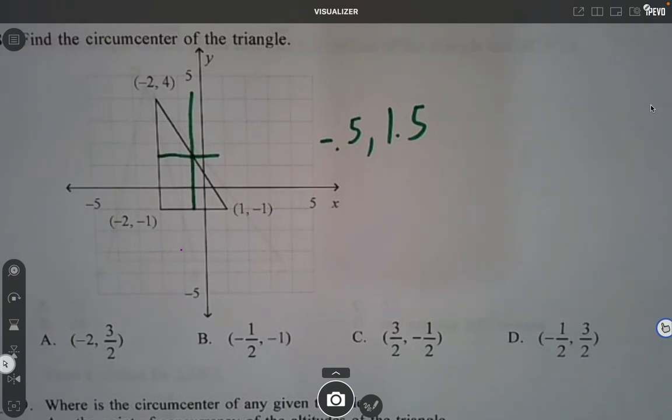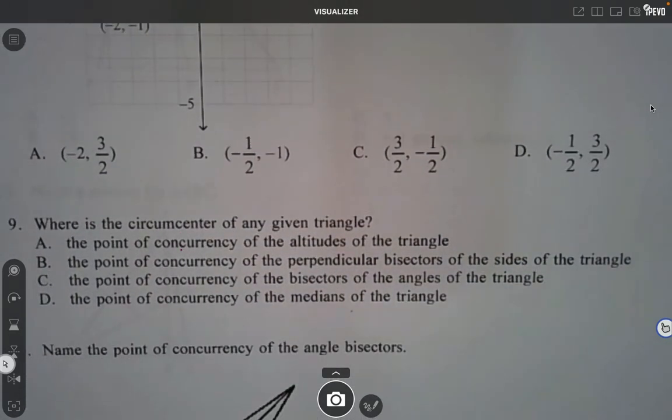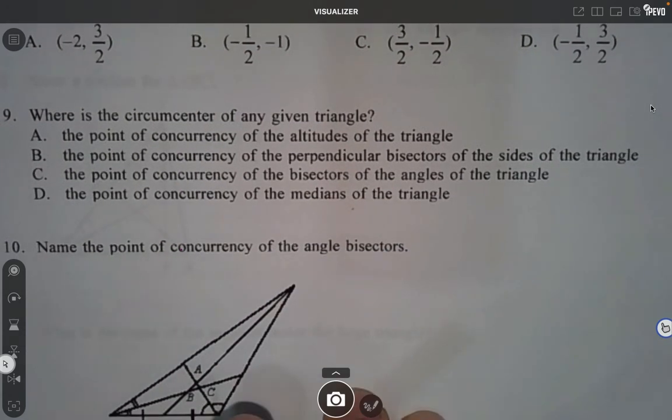Are we ready for number 9? Yes, ma'am. Okay, this one's also in your notes. I told you to take notes on this, or I gave you that sheet printed out. So where's the circumcenter of any given triangle? And it is B. It's where the perpendicular bisectors are. That's what we just did. It's where they meet. Okay, y'all, that one is basically, if you get to use your notes or study guide on your test with your partner, it's right there. Make sure you have it written down. It's not going to help you if you didn't write it down.